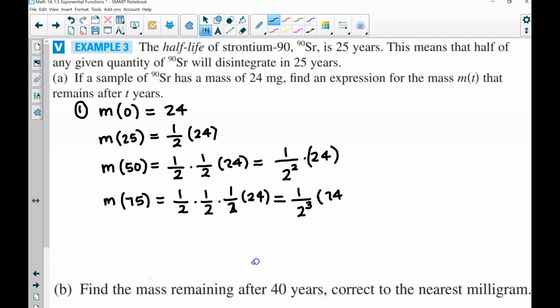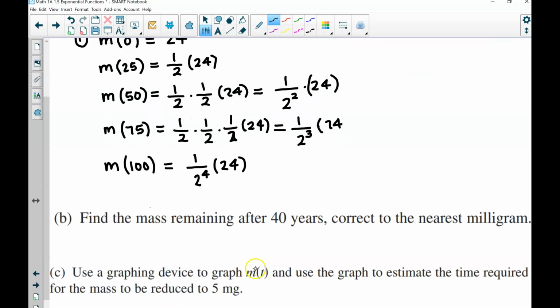Okay, and then let's go to 100. So if we go to 100, then I think we can assume what's going to happen next, which means we're going to end up getting 1 over 2 to the 4th power times 24. Okay?